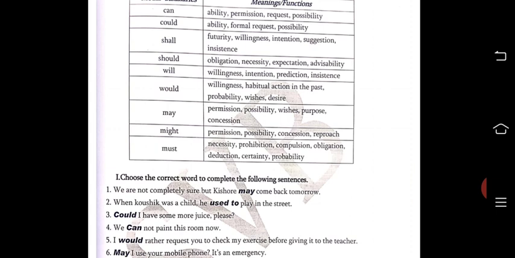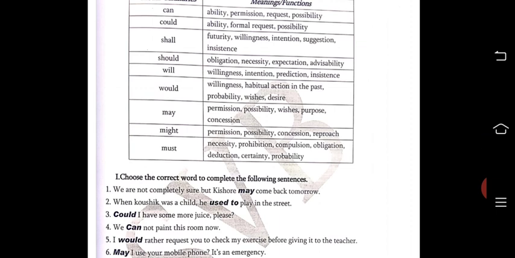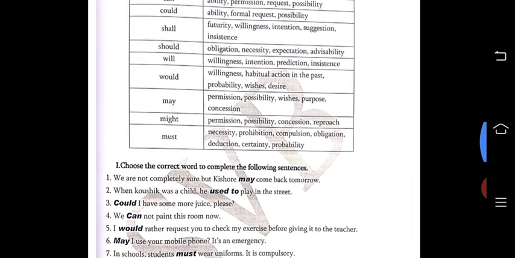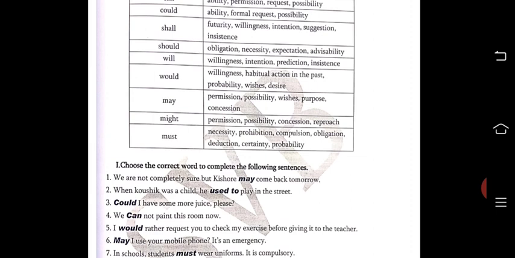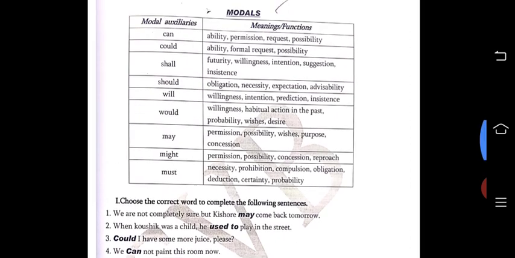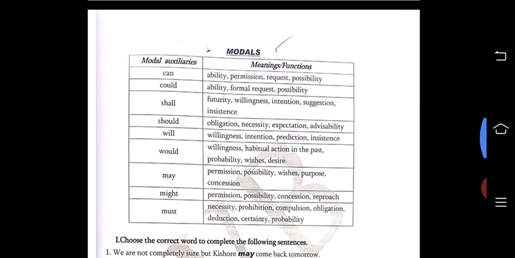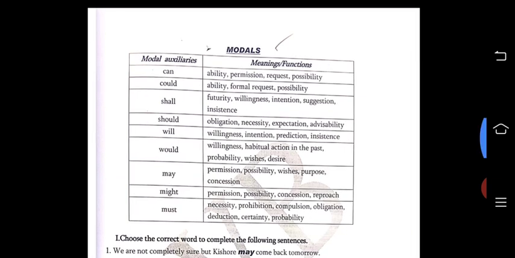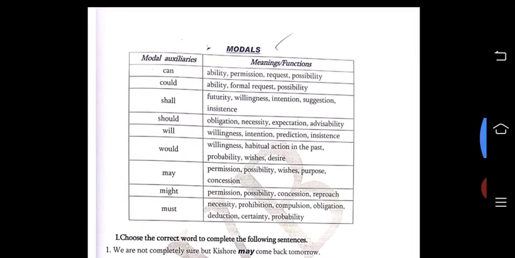And then for past habitual in modal verb, we use would. Got it or not? Habitual action in the past, probability, wishes, and desire. May: possibility. Might: less possibility. And then may, we have three sorts, I told you: permission, blessings, and then this one. Okay, permission, possibility, wishes, purpose, concession. Might: permission, possibility, concession, reproach. And then must: necessity, prohibition, compulsion, obligation, deduction, certainty, and then probability. Okay.